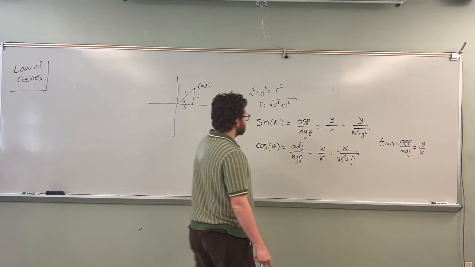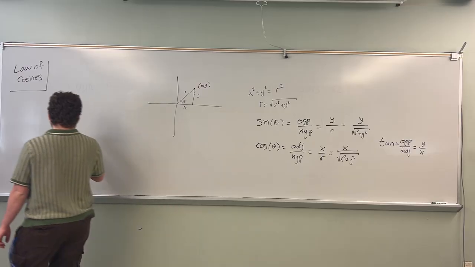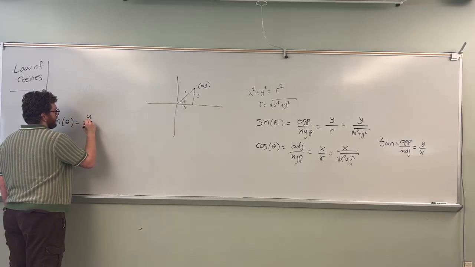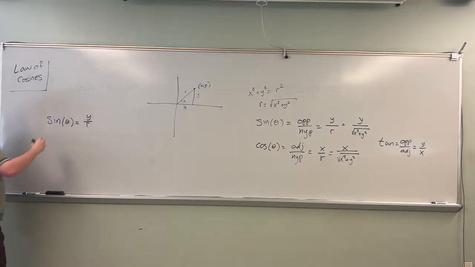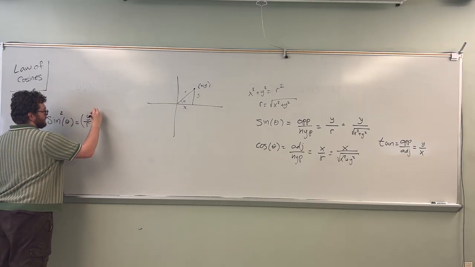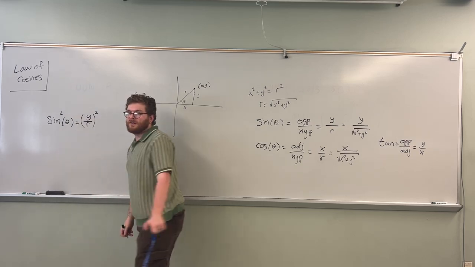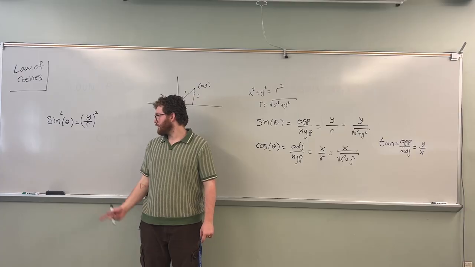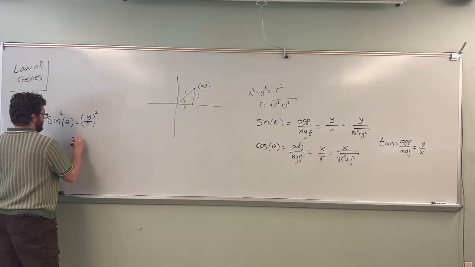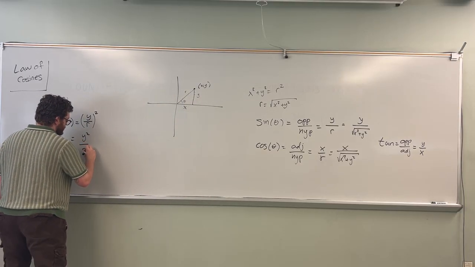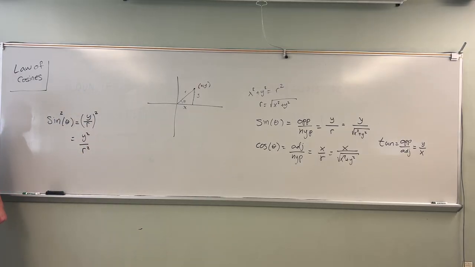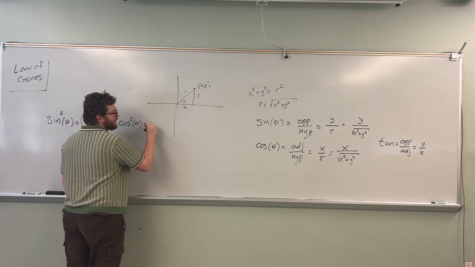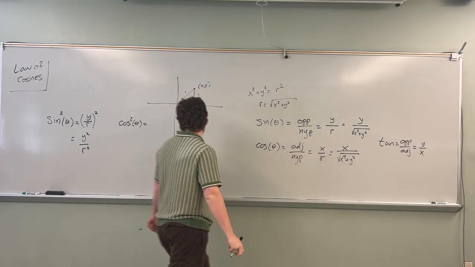One thing I want to look at is if I take sine of theta, which I'm just going to say is y over r. If I square both sides, and when we square sine theta, we put the square after the sine, which just means I apply sine and then I apply sine again. If I square both sides, then I very clearly get y squared over r squared. And if I do the same thing with cosine squared theta, that's going to be x squared over r squared.